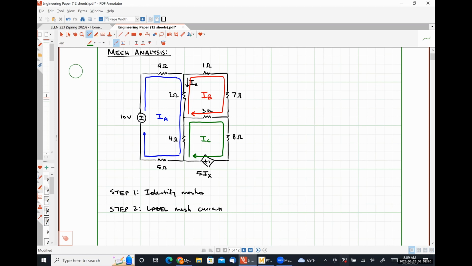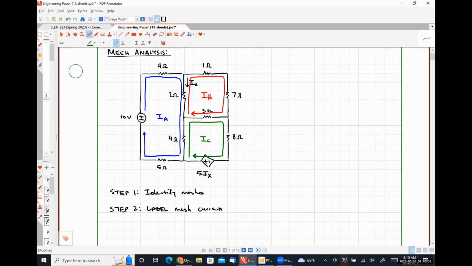So the way that I have identified and labeled my meshes here means that I am making an assumption that these mesh currents are flowing clockwise around their individual meshes, right? So my mesh current IA represents the current flowing through the 9 ohm resistor from left to right, or the current flowing through the 5 ohm resistor from right to left on the bottom. My mesh current IB represents the current flowing through the 1 ohm resistor in series with the 7 ohm resistor. Similarly, my mesh current IC represents the current flowing down through the 8 ohm resistor.